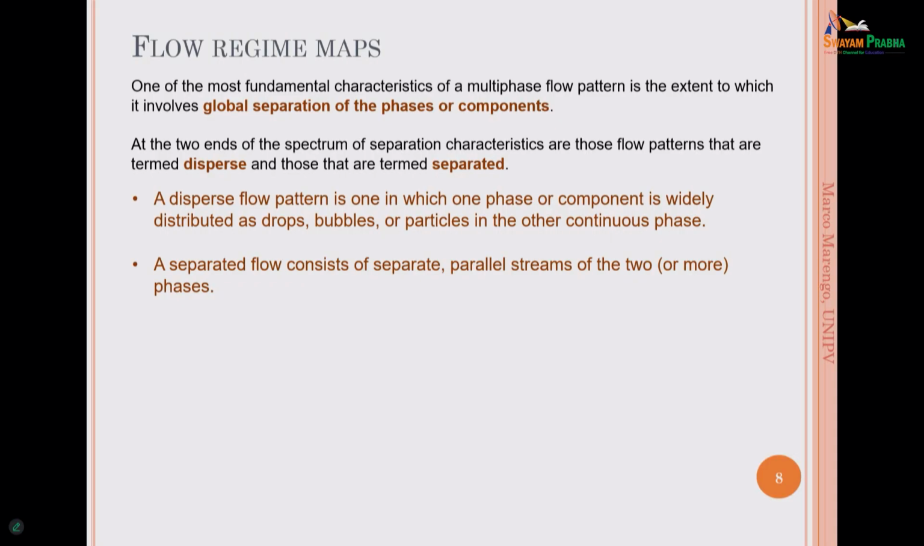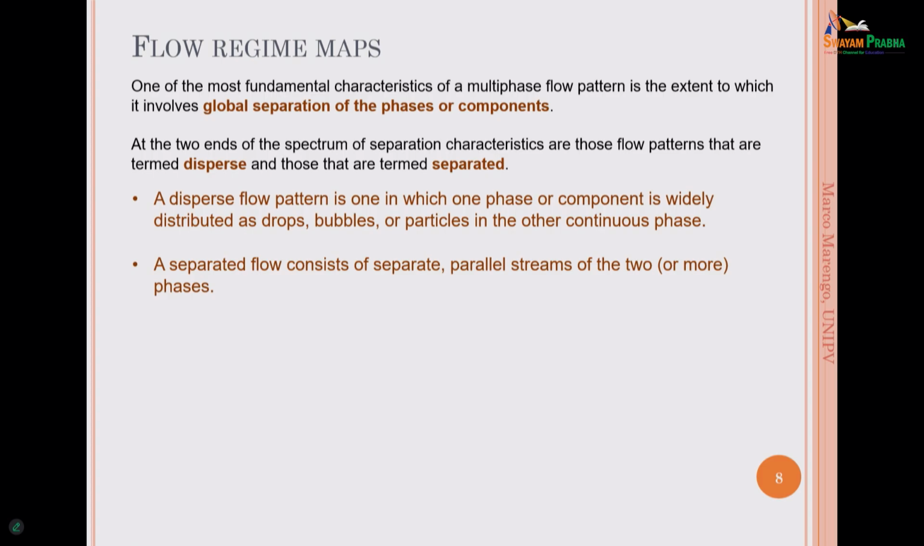A dispersed flow is a flow in which one phase is completely distributed and dispersed inside the continuous phase. For example, imagine solid particles floating in a fluid, or you have bubbles in a pipeline, or droplets like in a spray. You are spraying droplets, and these droplets are going around and exchanging heat and mass with the environment, with the continuum phase.